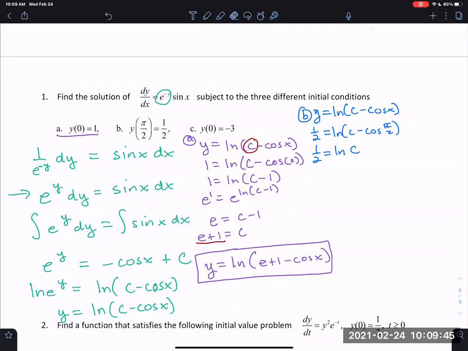Again, if you exponentiate, c is e to the 1/2. So y equals ln of e to the 1/2 minus cosine x for B.